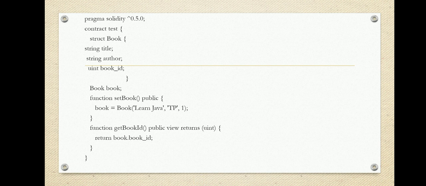In this contract, we have two functions. First, the function set book, whose access specifier is public. Here we are setting the details of the members, book title and author ID. Learn Java will be the book title, TP is the author, and the book ID will be one. We have set these using the set function. After that, we have get book ID. In this function, we are trying to retrieve the book ID. The function is public, its type is view, and it returns an unsigned integer. Here we are accessing the book ID.